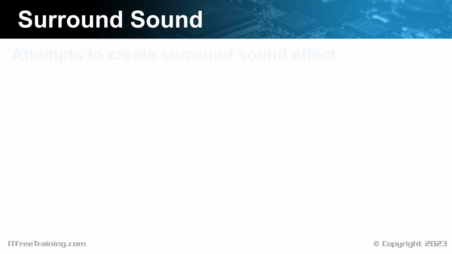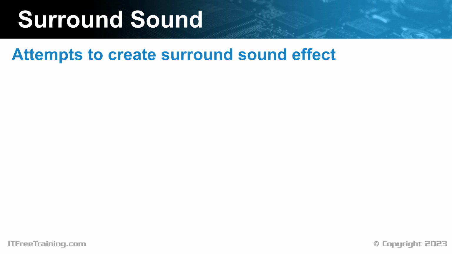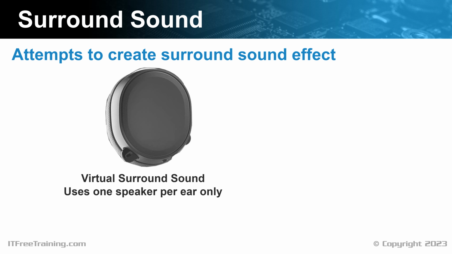Surround-sound headphones attempt to create a surround sound effect that you normally experience with a surround system, like 5.1 or 7.1. There are two different ways to achieve this. The first is virtual surround sound. The headset uses a single speaker for each ear, a total of 2 for the headset. Essentially, the headset attempts to recreate surround sound using only 2 speakers. You can guess that this will not give you a great experience since only 2 speakers are being used.